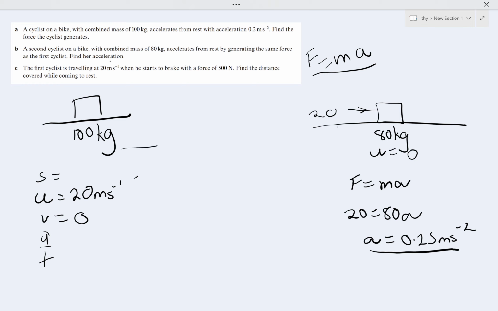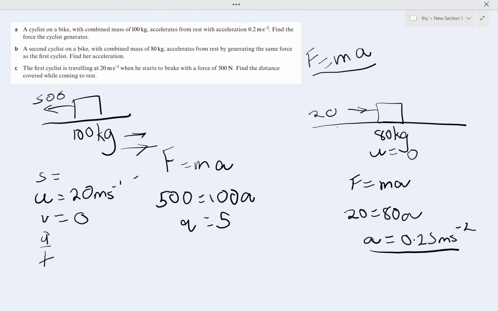Say he was initially going in that direction. If you start braking, most likely your force is going to be in the opposite direction because you want to slow down. You can see that arrow pointing in the opposite direction to where the person is moving. So let's calculate and see. F is equal to mass times acceleration, so 500 is equal to 100 times a. So our a is actually 5.